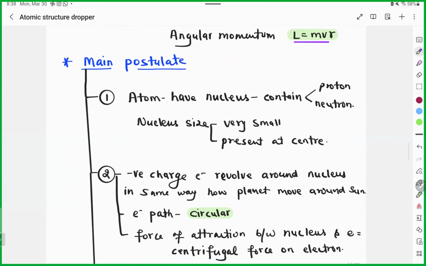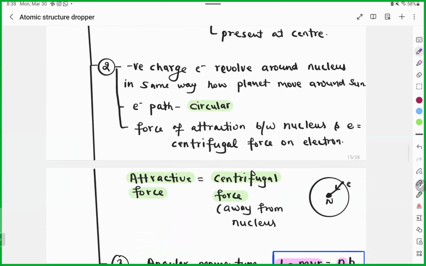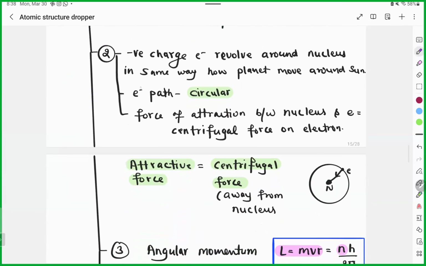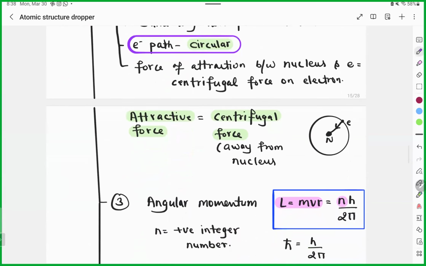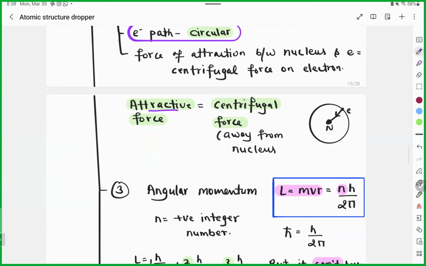First postulate says that the atom has a nucleus, containing proton, neutron, size is very small, you know this. Electron moves in a circular path. So electrons are negatively charged and move around the nucleus, like how planets move around the sun. In this case, attractive force and centrifugal force will be the same. Attractive toward the center and centrifugal outside. Both are equal, that's why it will move in the circular path.